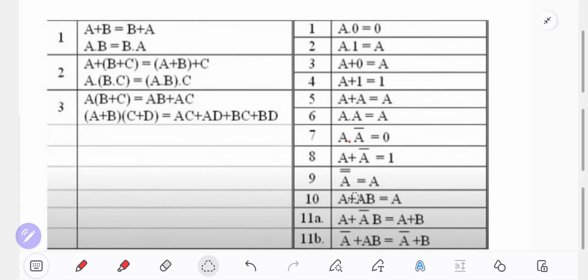Next, A double accent is equal to A. A accent is not the same as A, but if you have a double accent, it is equal to A. You have to think about it seriously.